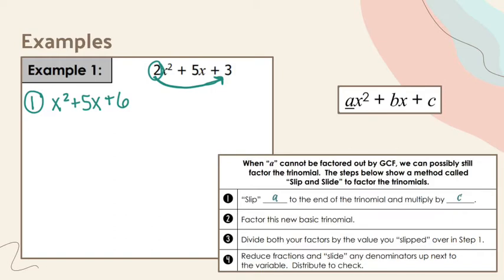So that's step 1. Step 2 is to factor this new basic trinomial. So these are the same things we've been doing. X plus 2, x plus 3.